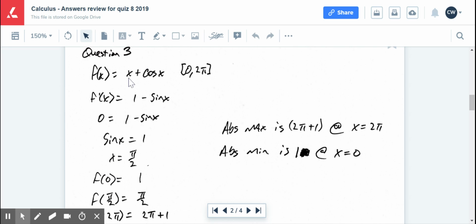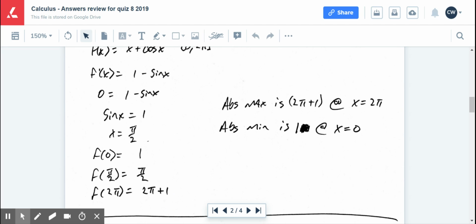So I plug 0 in, so that's 0 plus cosine of 0. Cosine of 0 is 1. Pi over 2, so pi over 2 plus cosine of pi over 2. Cosine of pi over 2 is 0, so pi over 2 plus 0 is pi over 2. And plug in 2 pi. So 2 pi plus cosine of 2 pi. Cosine of 2 pi is 1, so that gives me 2 pi plus 1. So 2 pi plus 1 is my biggest value, so that's my absolute max, and it occurs at 2 pi. And 1 is my smallest value, so that's my minimum, and it occurs at x equals 0.